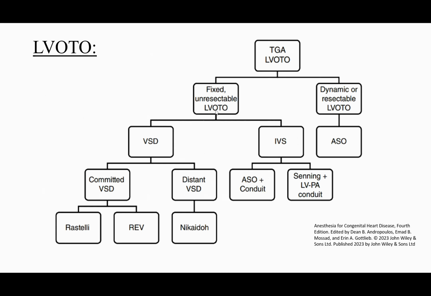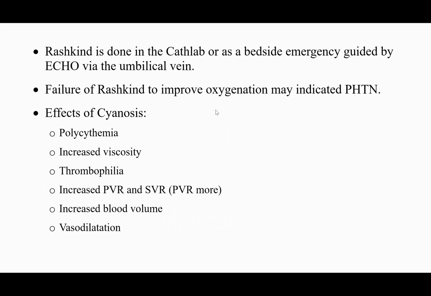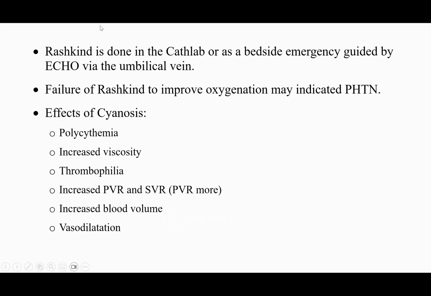But due to the training of the left ventricle, the left ventricle may tolerate the aortic pressure better. Rashkind is done in the cath lab or as a bedside emergency guided by echo via the umbilical vein. Failure of Rashkind to improve oxygenation may indicate pulmonary hypertension. Effects of cyanosis: polycythemia, increased viscosity, thrombophilia, increased pulmonary vascular resistance and systemic vascular resistance, increased blood volume, and vasodilatation.